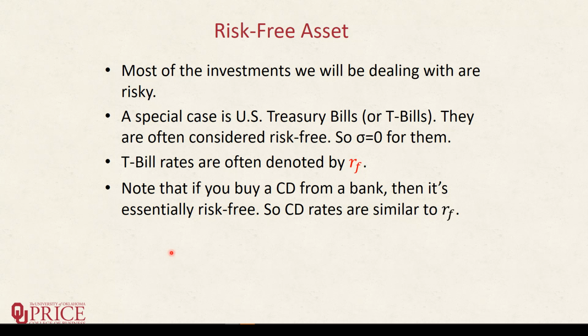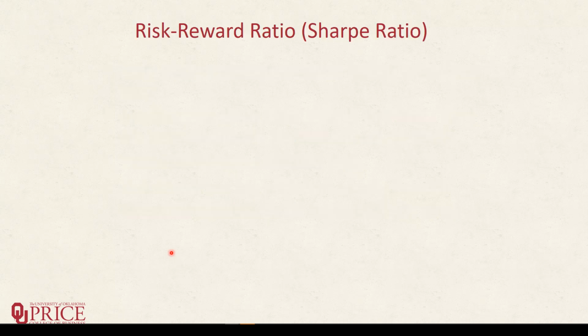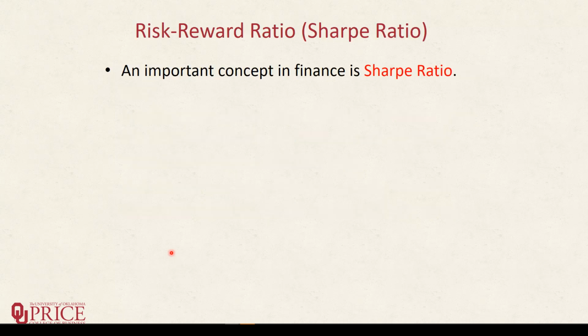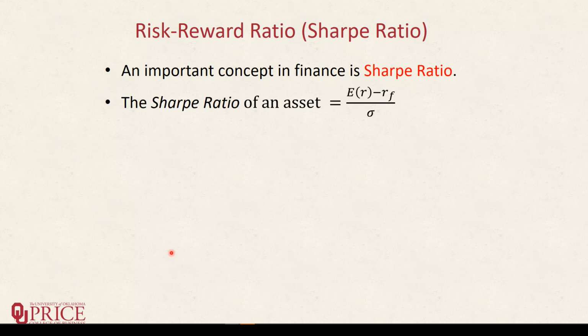So now we understand the expected return and the risk of financial assets. An important concept based on expected return and risk is the Sharpe ratio of a financial asset. Specifically, the Sharpe ratio of an asset is equal to the expected return of that asset minus the risk-free rate, divided by the risk of that asset.